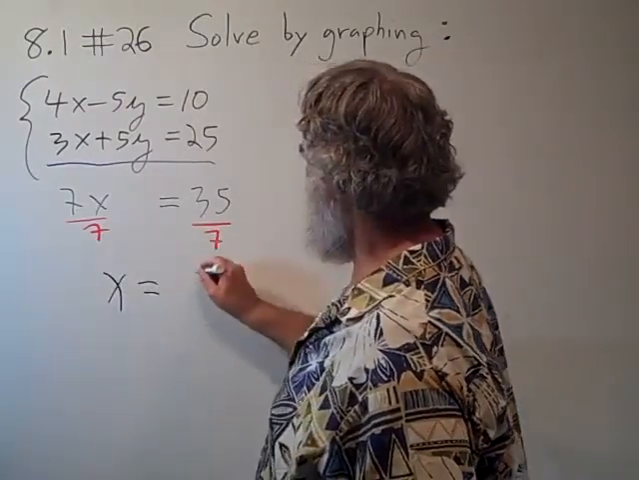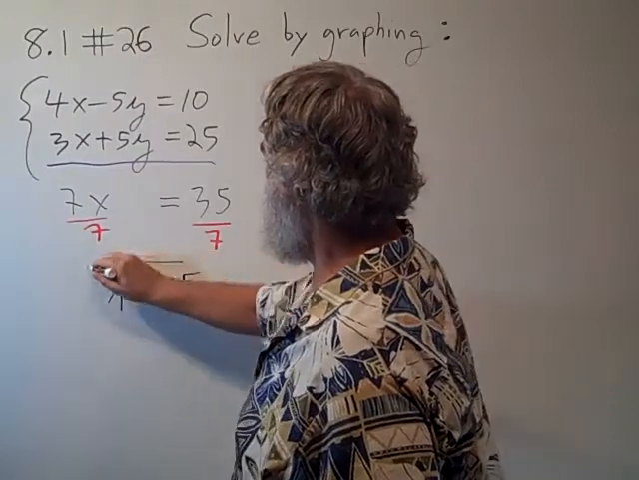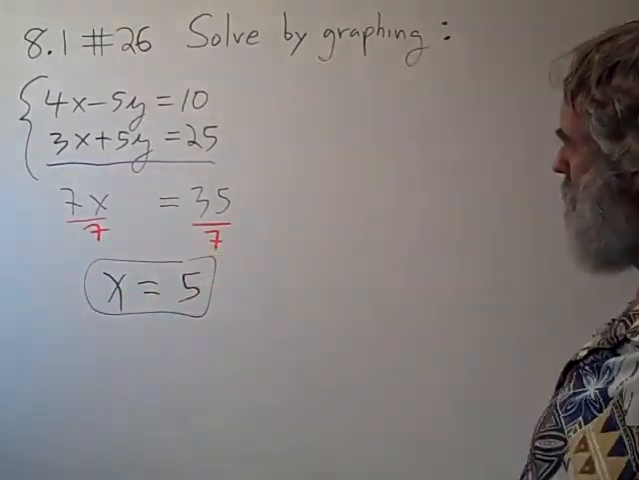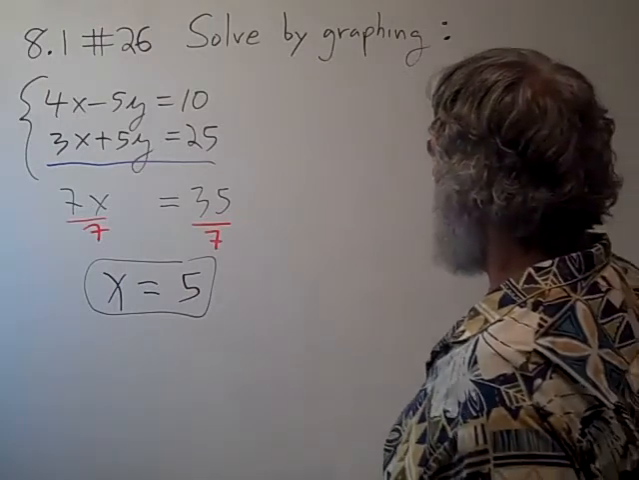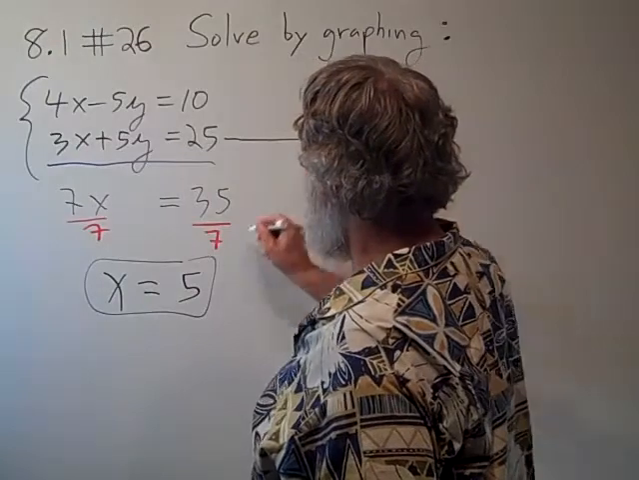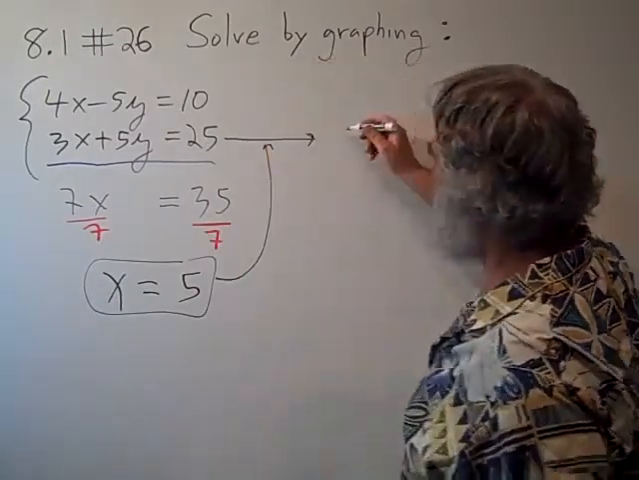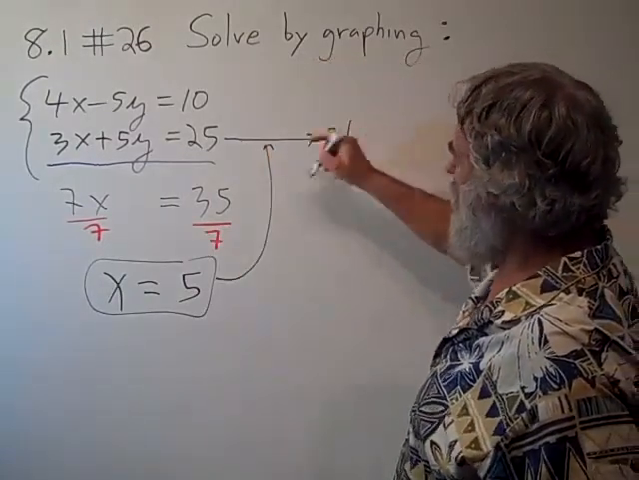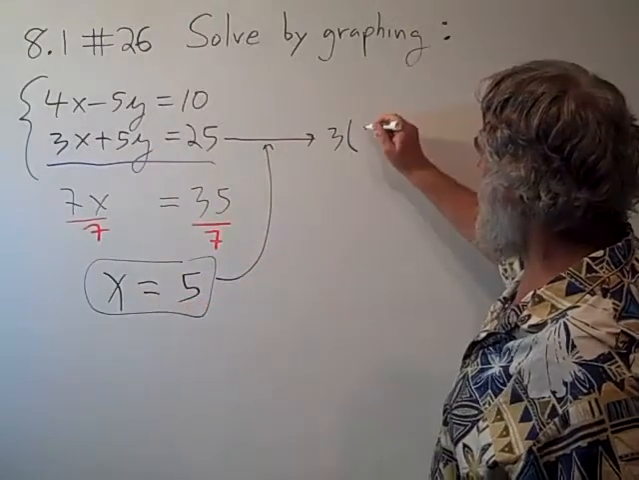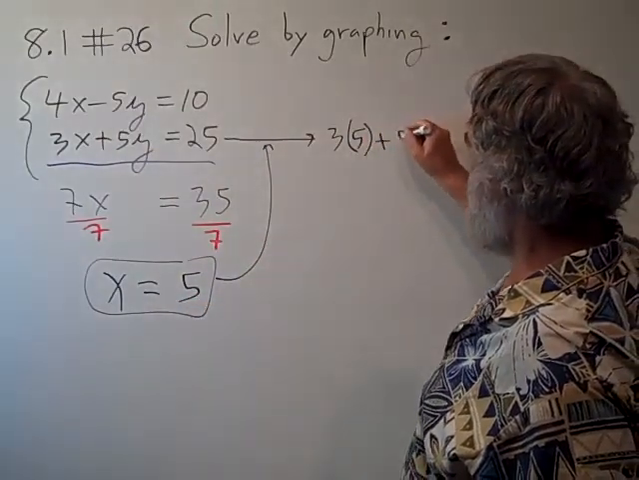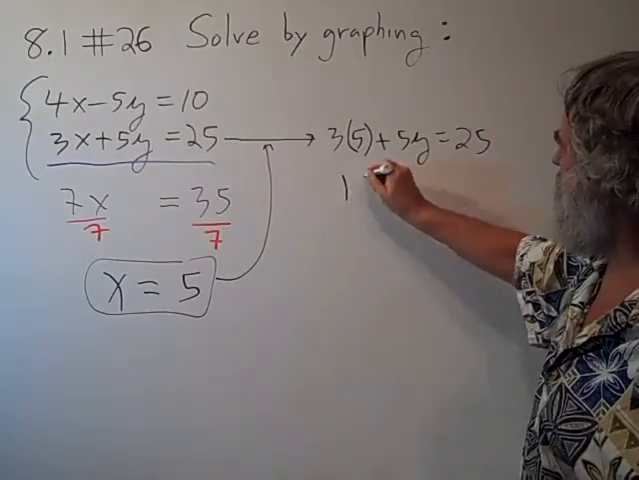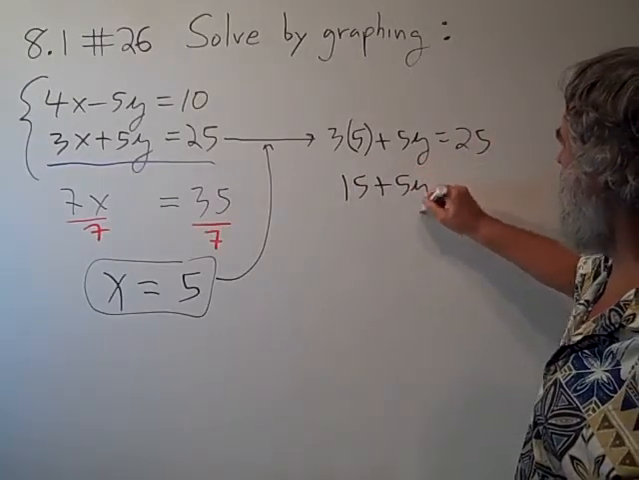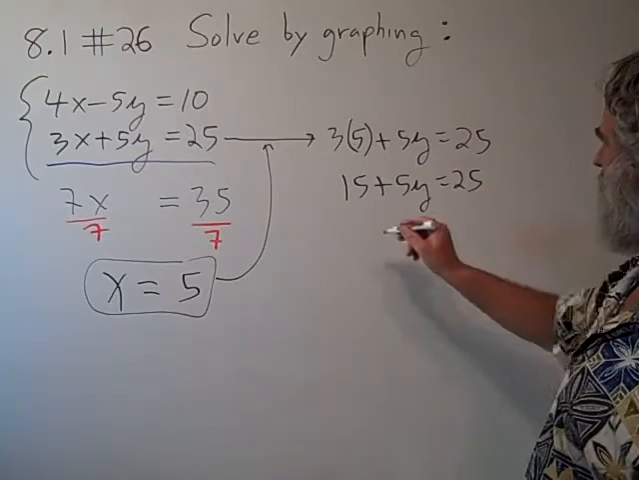7 goes into 35 5 times. So that's the x-coordinate of the point of intersection. And to find the y-coordinate, we can use this equation along with x equaling 5. So it's 3 times x, but now we know x is 5, so 3 times 5 plus 5y equals 25. That's 15 plus 5y equaling 25.